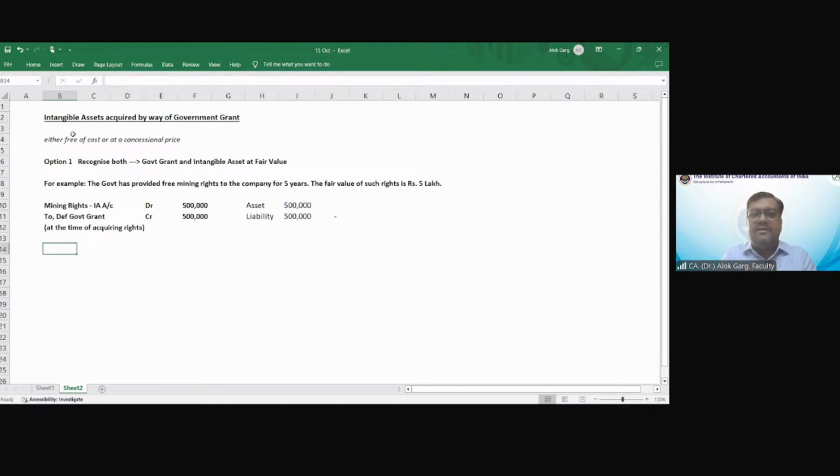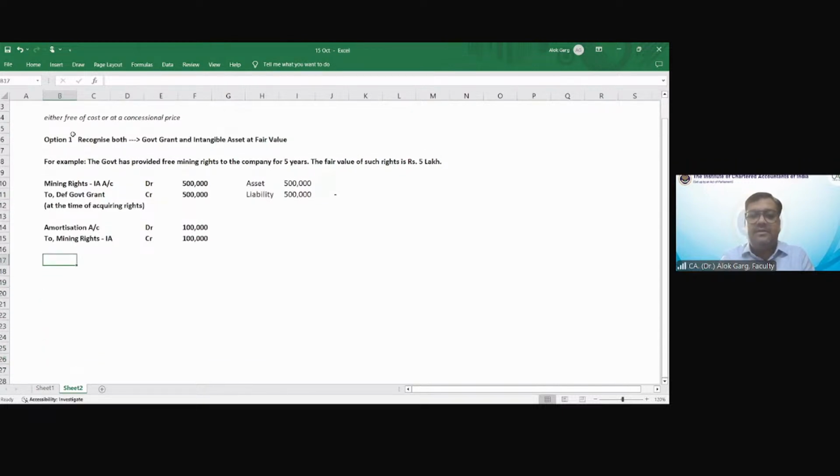What is the next entry? This asset will be depreciated. Amortization account debit every year 1 lakh rupees to mining rights. This is how this asset will be depreciated over a period of 5 years. Then what is the accounting entry for reducing the liability? Deferred government grant to other income.